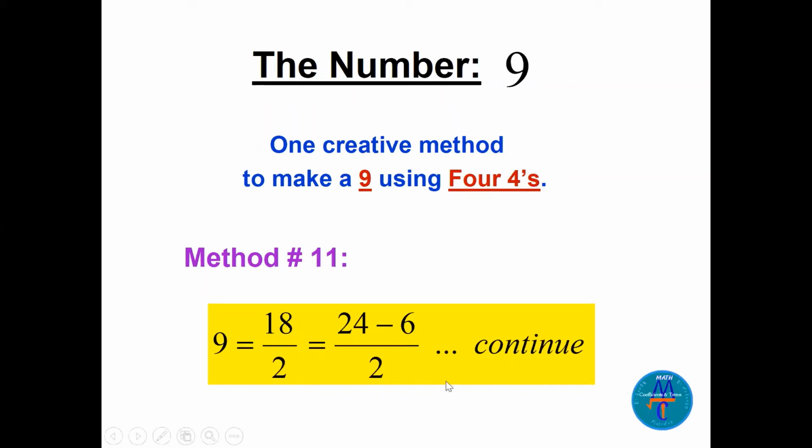Now, I have mentioned 9 is equal to 18 over 2. We did that in methods number 9 and 10. Now, 18 before, I took it as 16 plus 2. Let me take it as 24 minus 6. I will tell you why I thought of this idea. 24 minus 6 divided by 2. Let's continue, please, and see how you can make from these numbers 4 fours to make the 9.